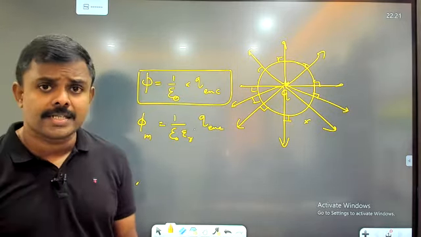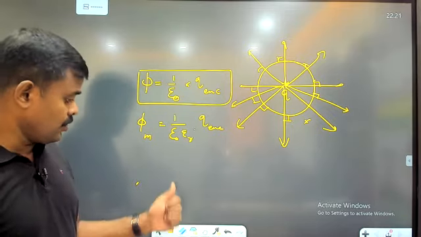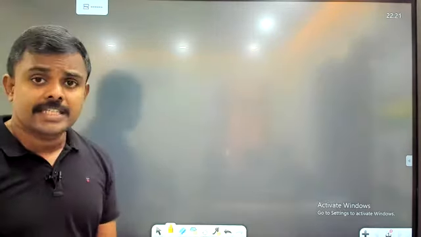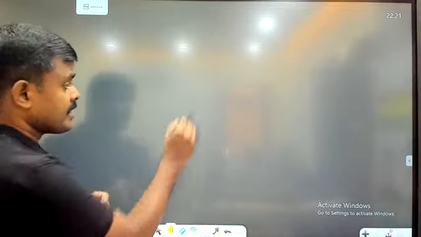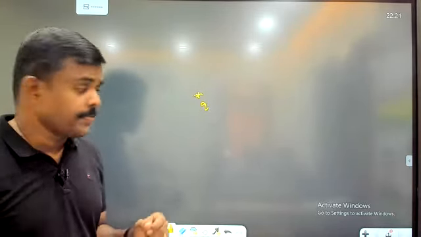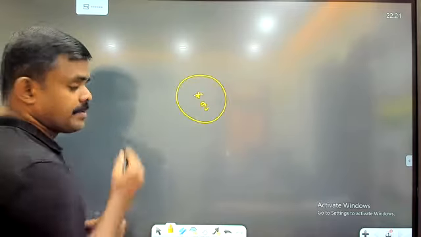Now I'll do the numericals here. See this? So 1 by epsilon 0 into q. Flux is given by 1 by epsilon 0 into q. There is a very important question. Tell me what? I have a charge here, Q. This was asked in your school paper this time. And there is a surface here.